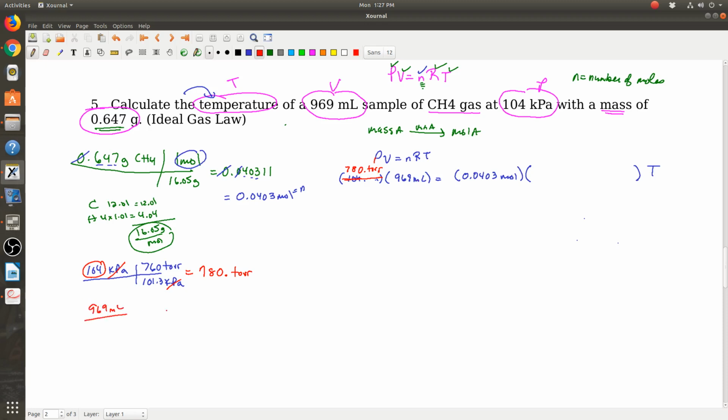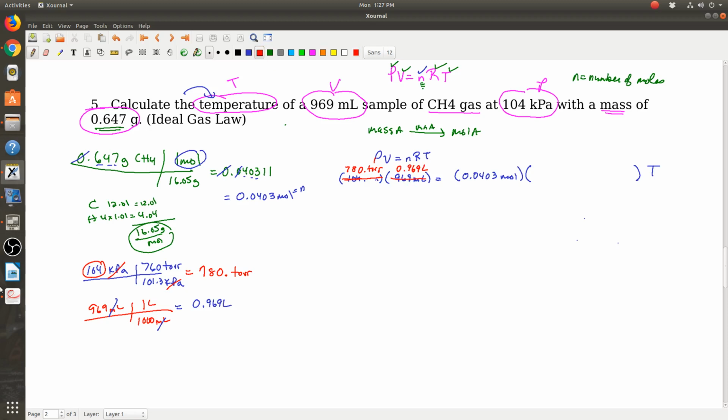969 milliliters. 1 liter is 1,000 milliliters. You need to know this by now. So that's just moving it to the left 3 places. 0.969 liters. So I'm going to now cancel out the milliliters and put 0.969 liters. So now I've got liters and torr.